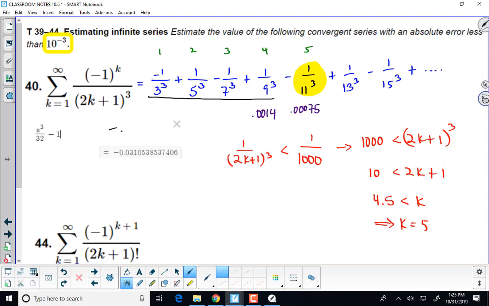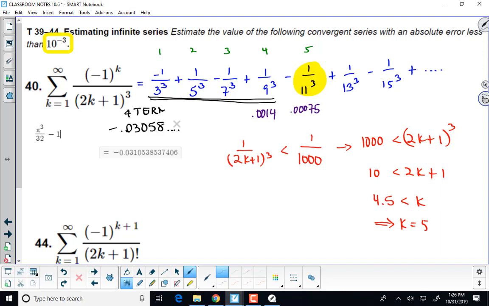Something doesn't seem quite right. You add those four terms, 0.03. Say it is 0.03. 058. Okay, that's more. That makes more sense. So this is the sum of the first four terms.